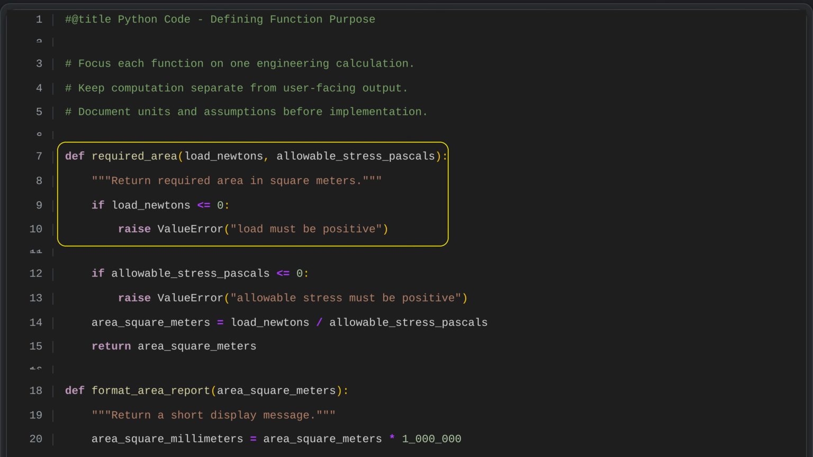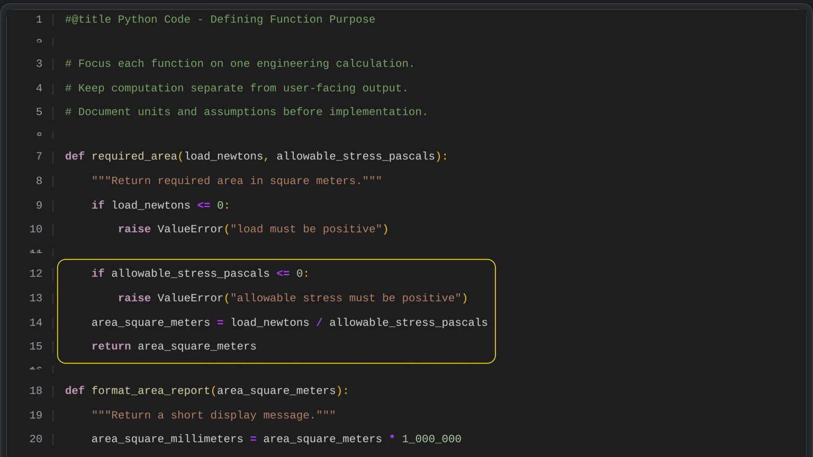The required area function calculates the area needed for a given load and allowable stress. Before doing the calculation, it checks that the load is positive. If the load is 0 or negative, it raises an error to prevent invalid input.